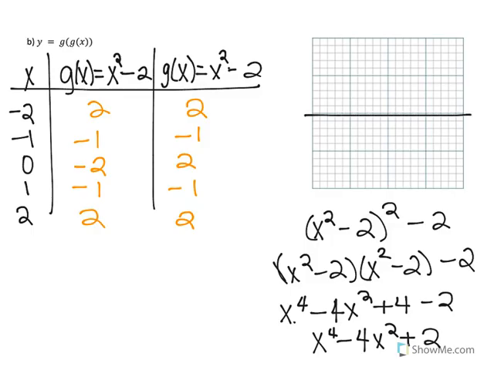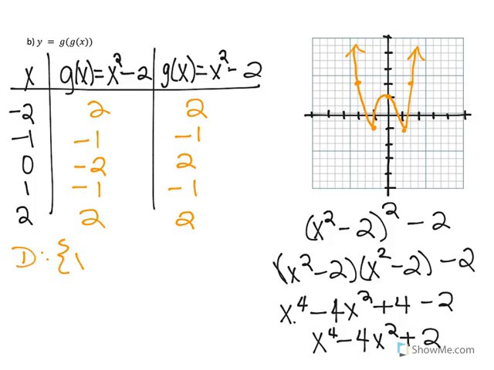So this graph should look like at negative 2 it hits positive 2. At negative 1 it hits negative 1. Then it pops back up at 0 and hits 2. Then at 1 it hits negative 1 again. And then at 2 it hits 2. So my graph would look like this.